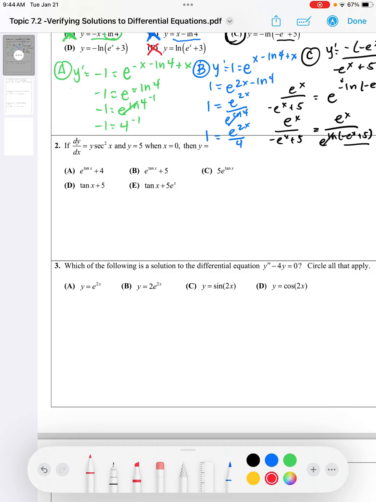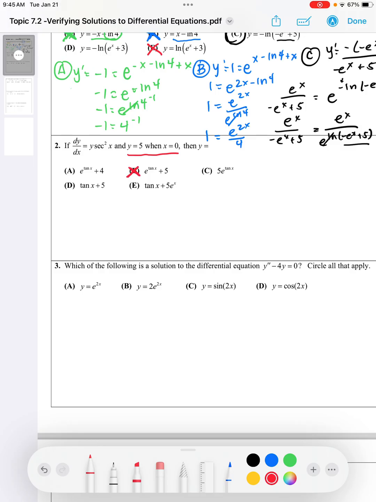Again, we can run through with this initial condition that we have: when x is 0, y is 5, and we can figure out which ones are going to fit there. The tangent of 0 is y over x, which is going to be 0 over 1. So the tangent of 0 is 0. So e to the 0 is 1 plus 4. That works. This one's going to be 1 plus 5, that is not going to work.